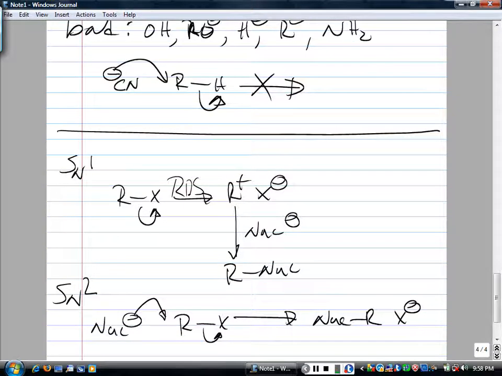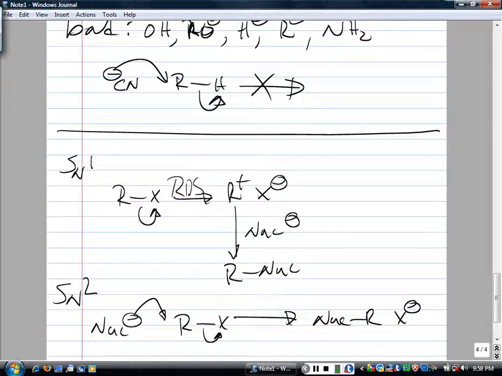Now, let's think it through. In the SN1 reaction, what is the nucleophile attacking? And the answer is, it's attacking a carbocation. It's attacking a carbon that has a full-fledged positive charge on it. Quite frankly, any idiot with a lone pair or a pi pair can attack a carbocation. Right? Carbocations are highly electrophilic. Anything with a lone pair or a pi pair can attack a carbocation. You do not have to be a strong nucleophile to attack a carbocation. You just have to have a lone pair or a pi pair.